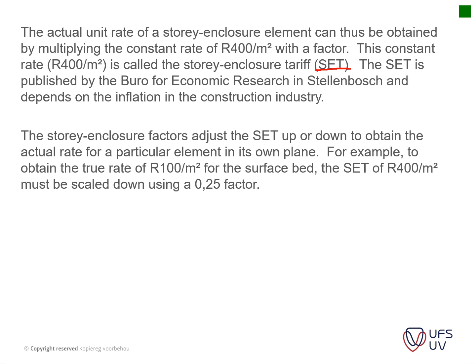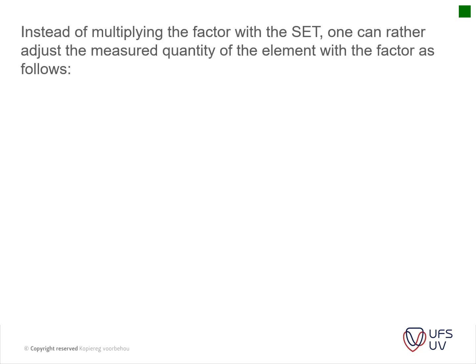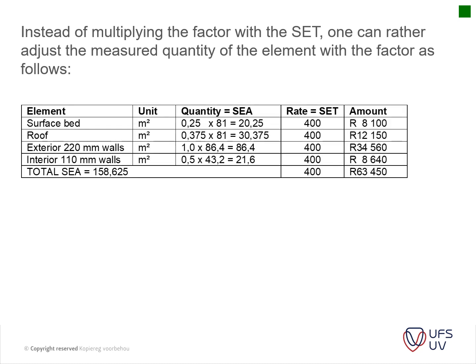For example, to obtain the true rate of 100 Rand per square meter for the surface bed, a factor of 0.25 is used and timesed with the tariff, which was given as 400 Rand per square meter. Thus, instead of multiplying the factor with the tariff, one can rather adjust the measured quantity of the element with the factor as follows. So it's the same table again.